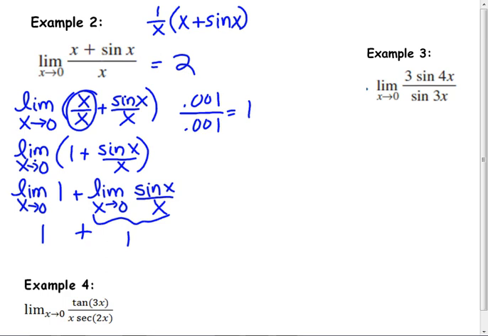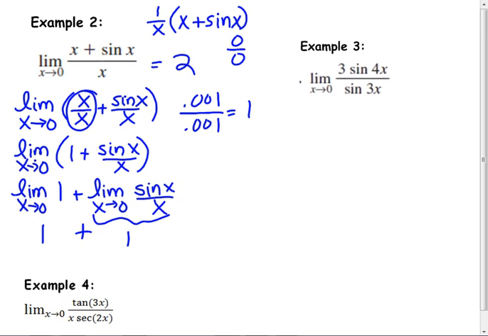You do, and I forgot to do that. That's 0 over 0. Right? 0 over 0, which tells me I can't stop, right? It works. Okay, this is a tricky one. Example 3. You'll find this hard.